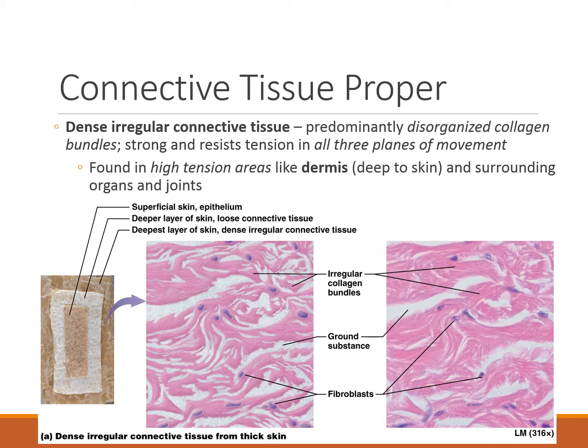At the bottom of this slide, you can see an image of this tissue. Notice how the thick pink collagen fiber bundles swirl around in an irregular way. The swirls almost look like the waves on an angry sea of ground substance. To the left, you can see the dense irregular connective tissue just under the areolar tissue, and that is just deep to the superficial skin.